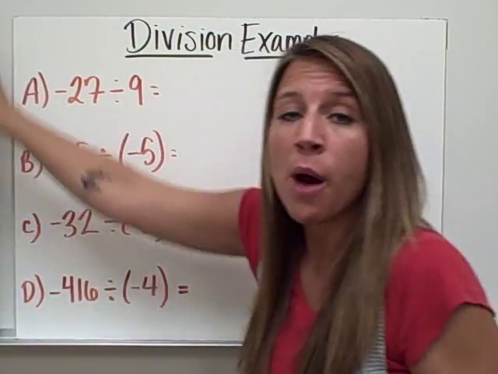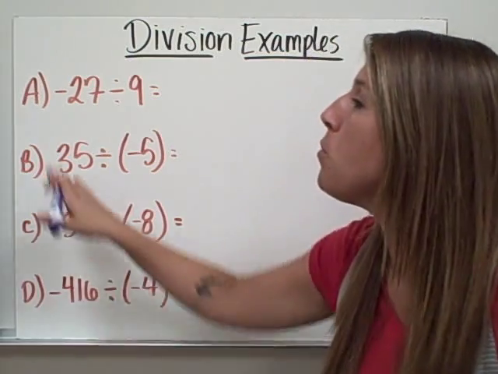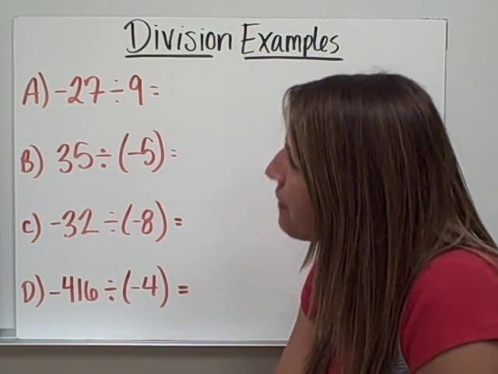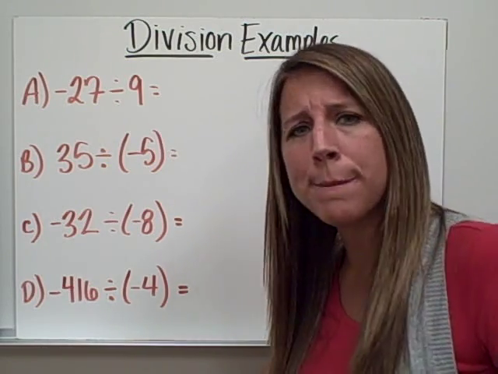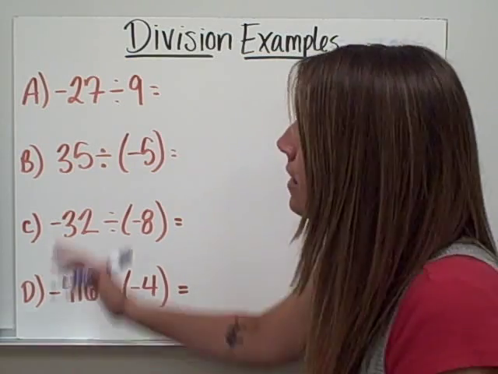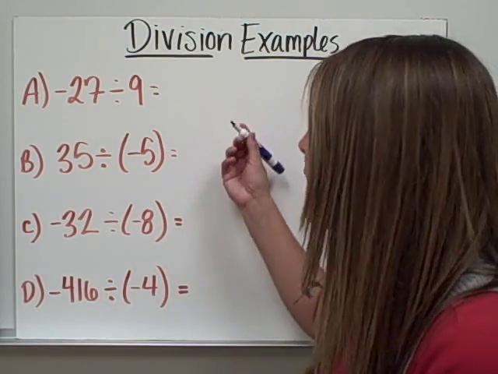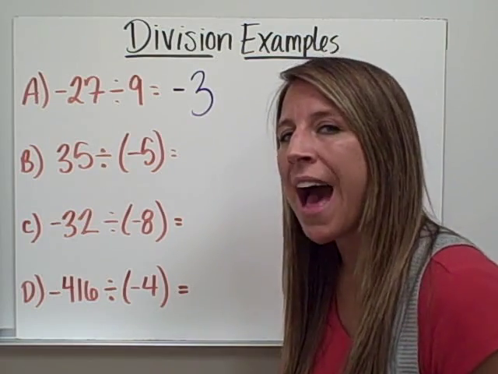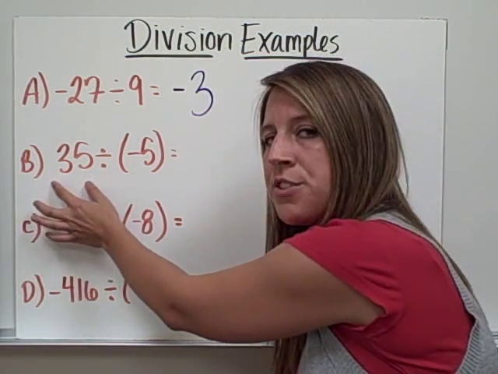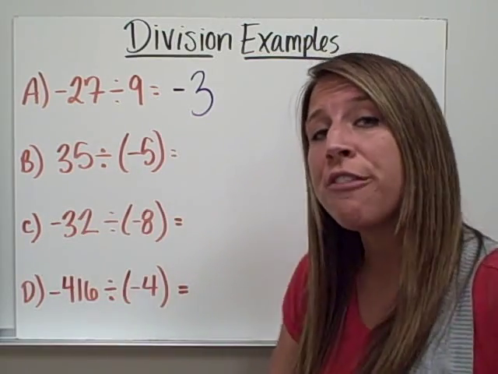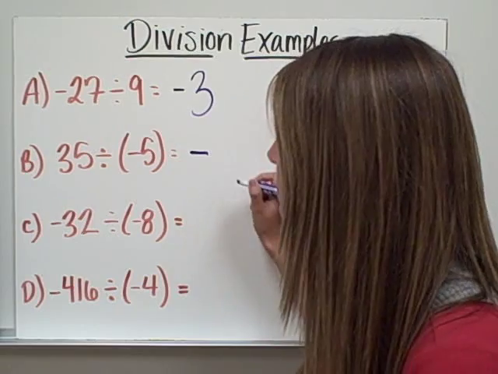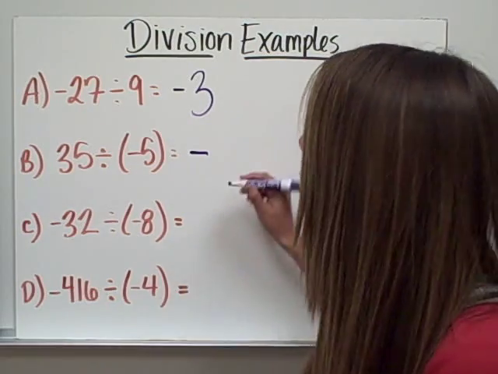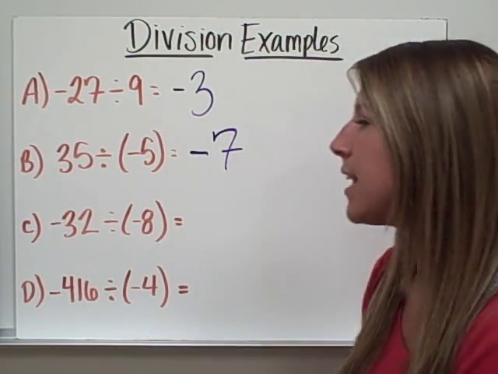And lastly, we have our division examples. So, if I'm working with example A, it's negative 27 divided by 9. I recall the fact that 27 divided by 9 is 3, and then I just remember that if the signs are different, the answer is negative. Signs are different, I have a negative and a positive, so my answer is negative 3. If I go to example B, I have 35 divided by negative 5. I have a positive integer divided by a negative integer. Signs are different, so I can say, well, my answer is negative. And I know that 35 divided by 5 is 7, so 35 divided by negative 5 is negative 7.